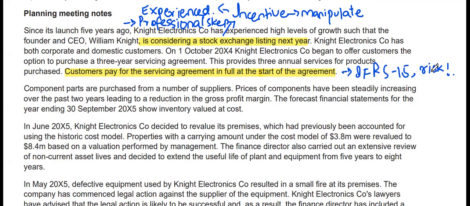Okay, so there might be incorrect application of IFRS 15. So what will be the final impact on the financial statements of this incorrect application? Yes, the revenue is overstated. The revenue will be overstated if this risk is present. Now, tell me, what should be the auditor's response to mitigate this risk?